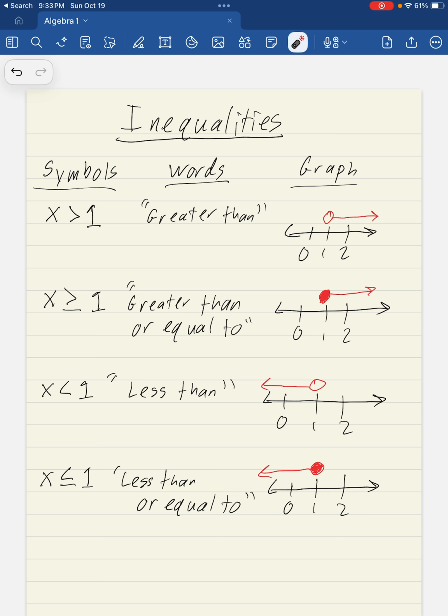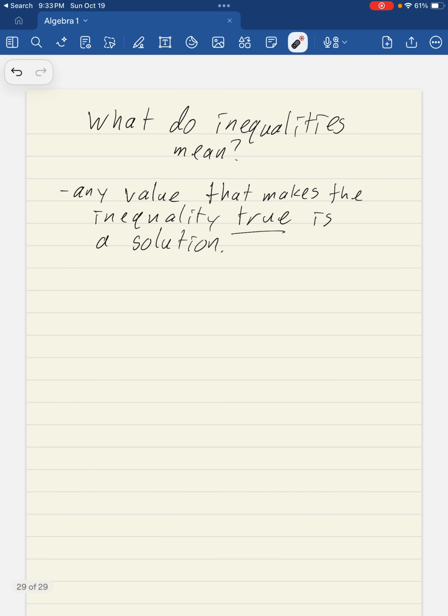Now, we're throwing these terms around. We've got these graphs. What do they actually mean? What these mean is any value that makes these inequalities true is a solution, or a valid option that the value could be. What does this mean? Well, the easiest way is to show you a couple of examples.